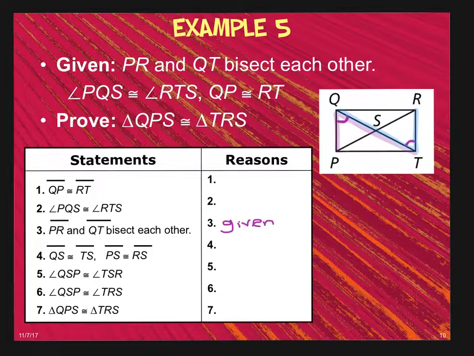Angle PQS is congruent to RTS. Where's that? Step 2. And then the last one that's given is that QP is congruent to RT. So again, if I were to mark my diagram, QP is congruent to RT, it would look like that. And what step is that in my list? Given, and it's first, right? So the first 3 were given.